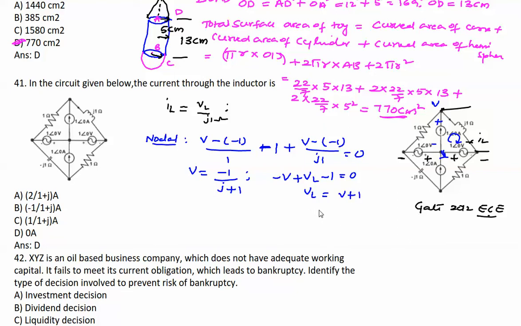So what is the VL you get? VL is equal to, from this calculation, j divided by j plus 1. But what we want is the current. So IL, from this formula, IL is equal to VL, which is j divided by j plus 1, into 1 by j1. So j1 gets cancelled here. Final answer will be 1 by j plus 1 is the right answer.